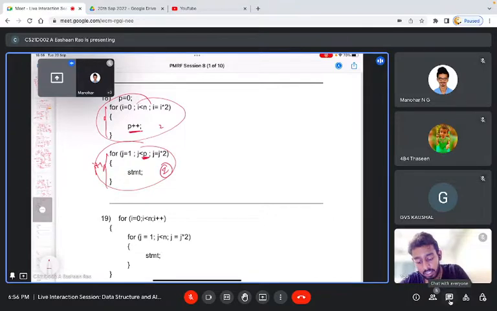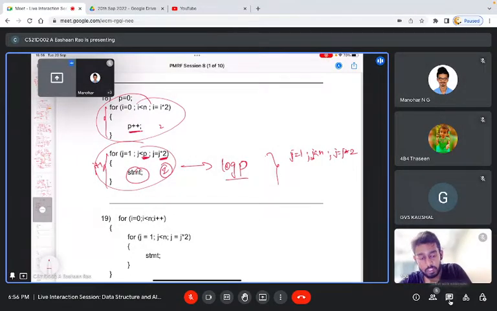So how can we see that? Since we have seen earlier that whenever the increment is j equal to j into 2, this statement is going to run for log p base 2, or for now we just say log p to get a better understanding. If you trace it out, this function is equivalent to j equal to 1, j less than n, and j equal to j into 2, which gives us log p.